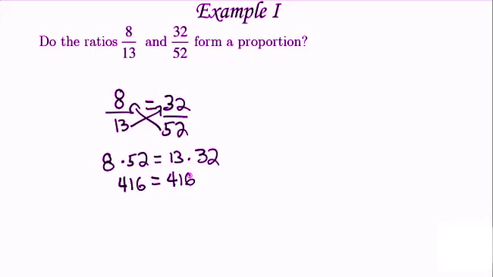But there's a second way to handle this. In this example, we found the cross products, and they were equal, so it is a proportion. Another way to look at it is to look at the relationship between the numerators and denominators of the two sides of the equation.